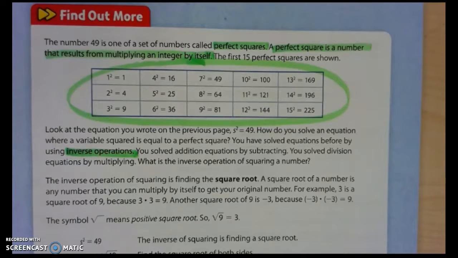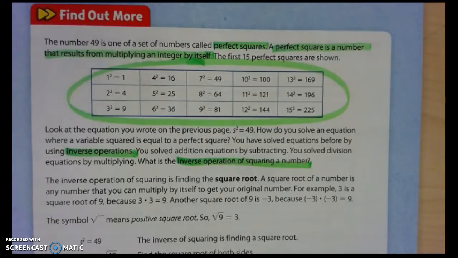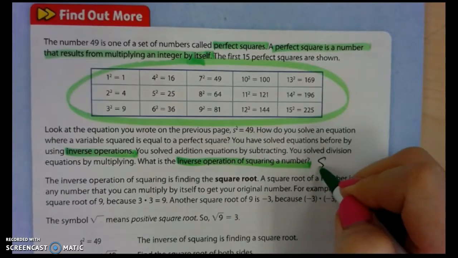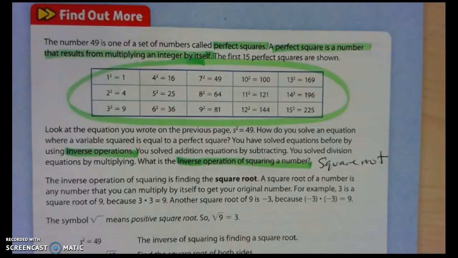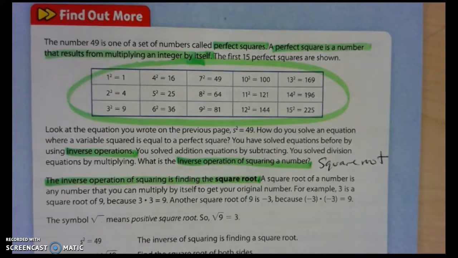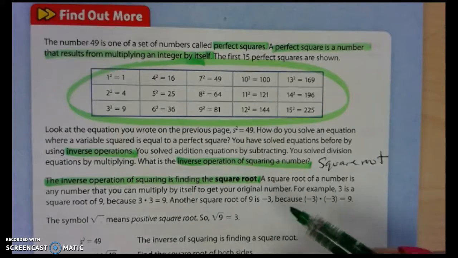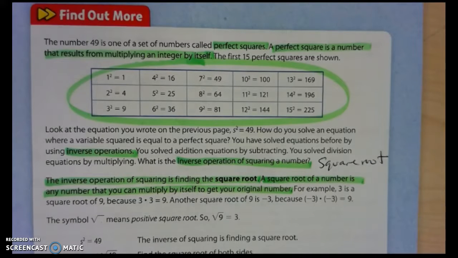You solved addition equations by subtracting. You solved division equations by multiplying. What is the inverse operation of squaring a number? This was also in the video. The opposite of squaring a number is the square root. The inverse operation of squaring is finding the square root. A square root is any number that you can multiply by itself to get the original number. So there are some notes for square root.